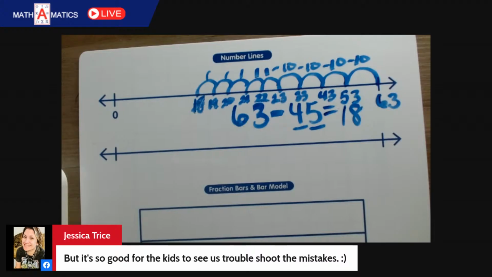Yes, kids absolutely make mistakes every day. Yes. And I actually tell my students that is where we do the most learning. We learn from our mistakes. We really don't learn from always getting everything right, actually.